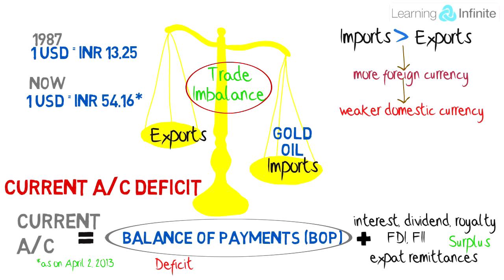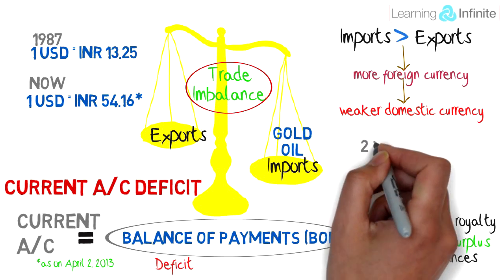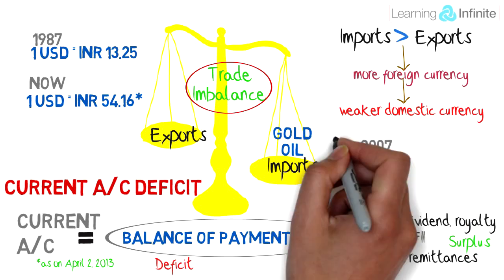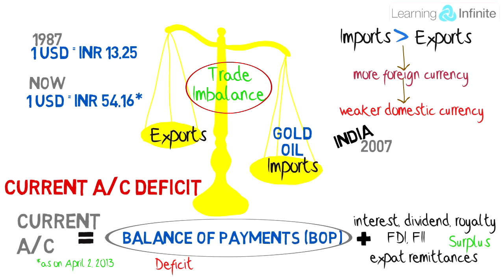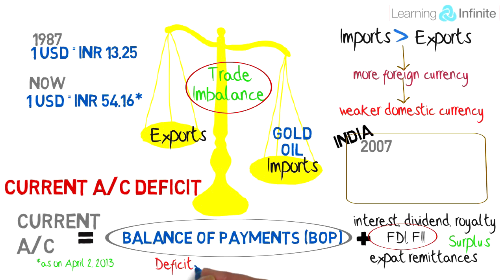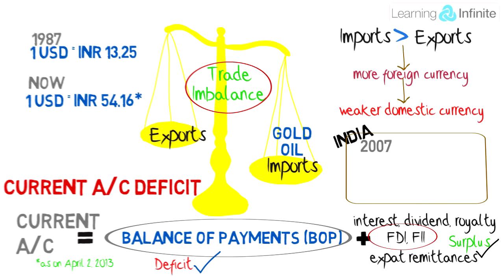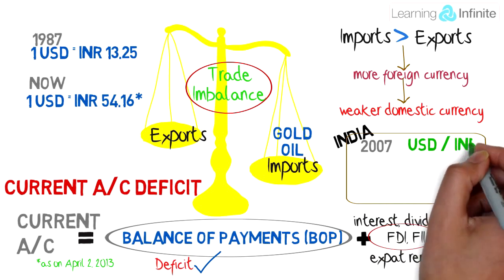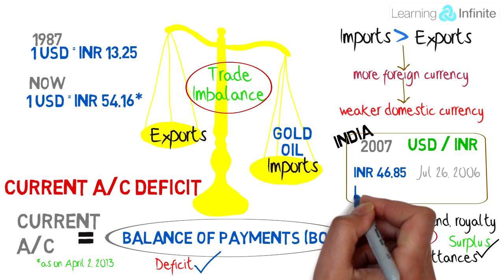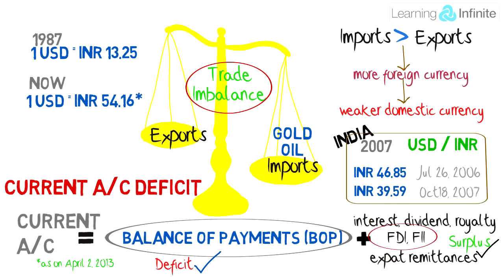of payments. You may recall that in 2007, India had a trade deficit. We've always been importers. But we had a current account surplus. Remember that there was a large amount of FDI and FII inflows coming into the country. So whilst we had a trade deficit, we also had a current account surplus. So this actually resulted in the rupee becoming stronger from a level of almost 47 rupees to the dollar to 39 rupees to the dollar.